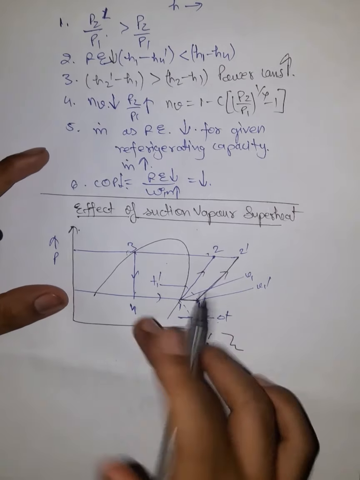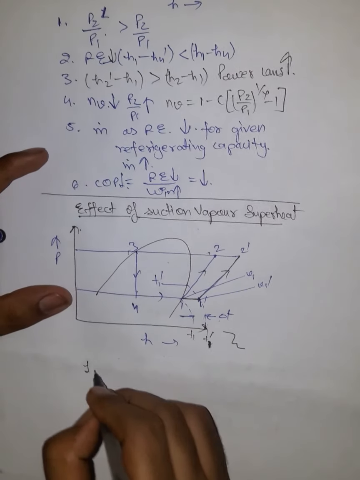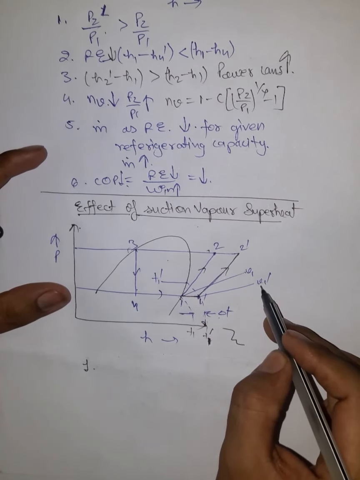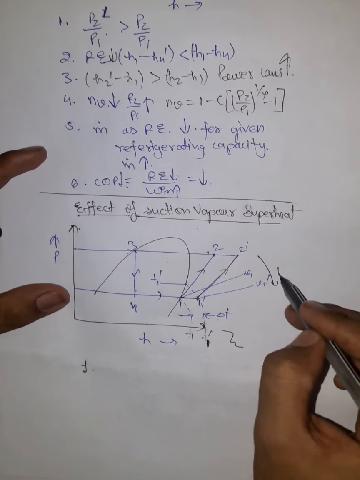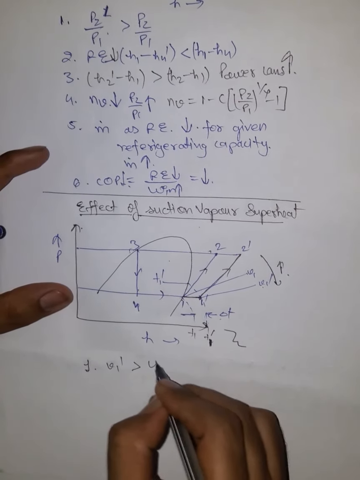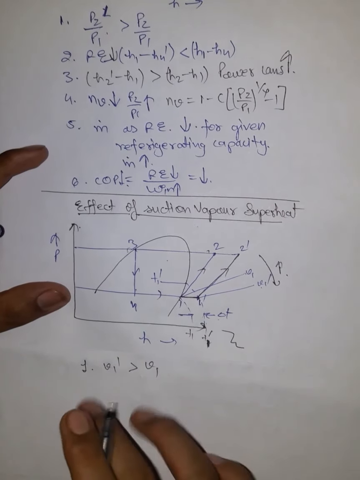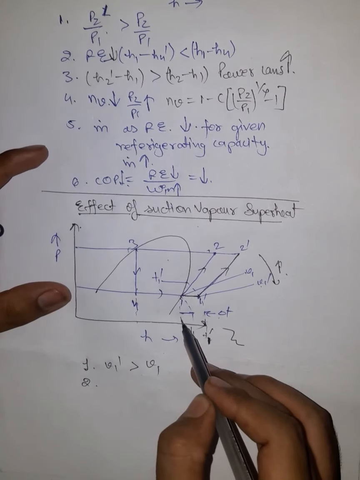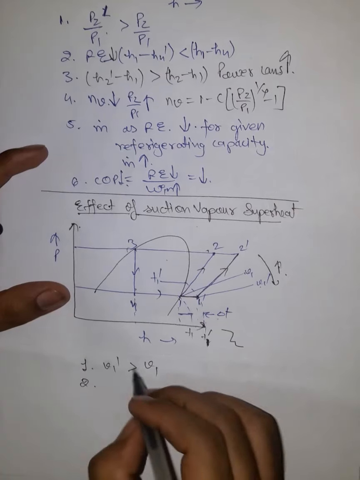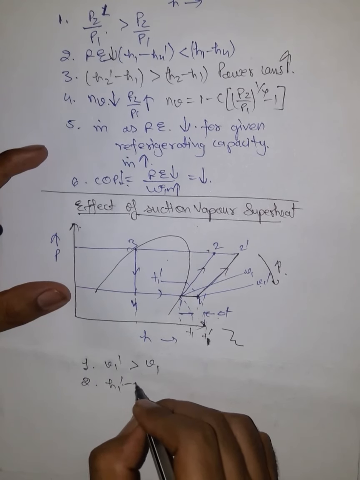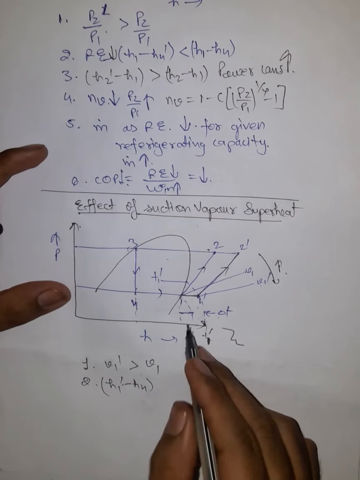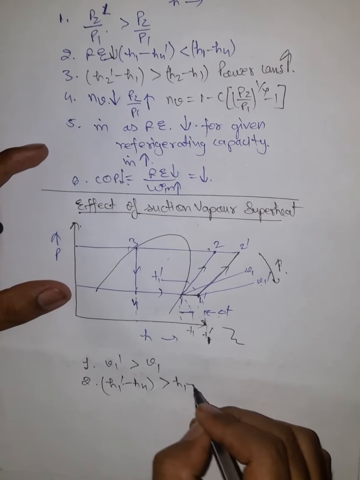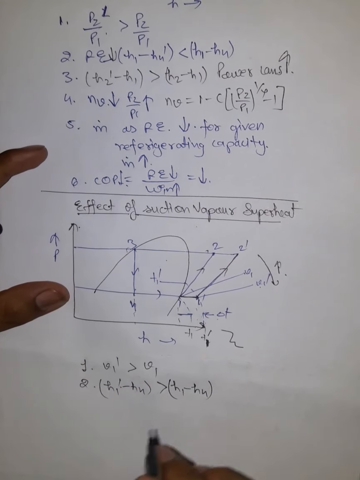Now the observations we can draw from here: first, V1, the specific volume, has increased because specific volume increases in this direction. So V1 dash is greater than V1. And the second point, the refrigerating effect: earlier it was this, now it has increased. So H1 dash minus H4, after taking the degree of superheat into consideration, the refrigerating effect increases.